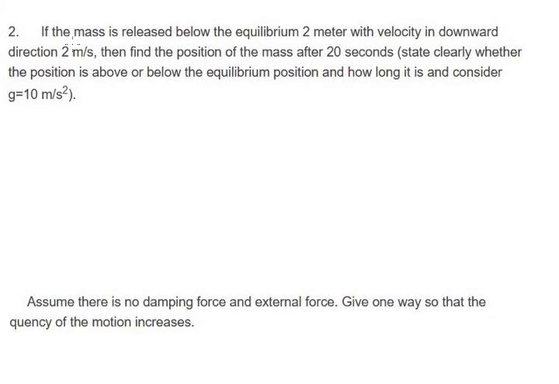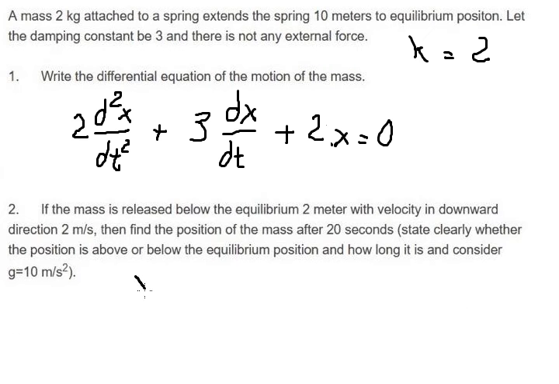Question number 2. If the mass is released below the equilibrium 2 meters with velocity in downward direction 2 meters per second, then find the position of the mass after 20 seconds. So now I want to show you how to answer. So we know that's s of 0 in here. That's it for the position. And we know that this is below the equilibrium 2 meters. So we put positive number 2.